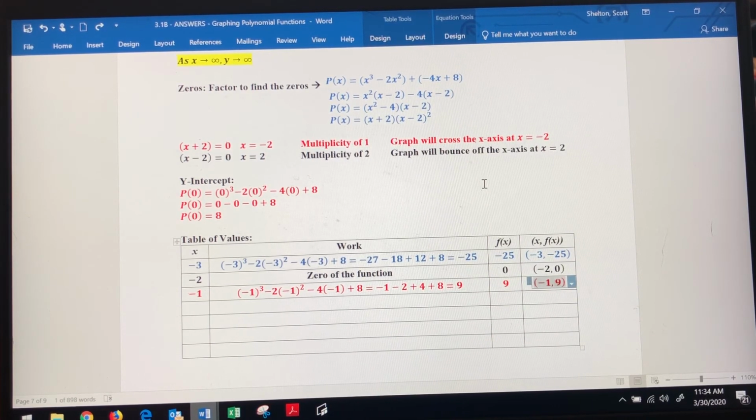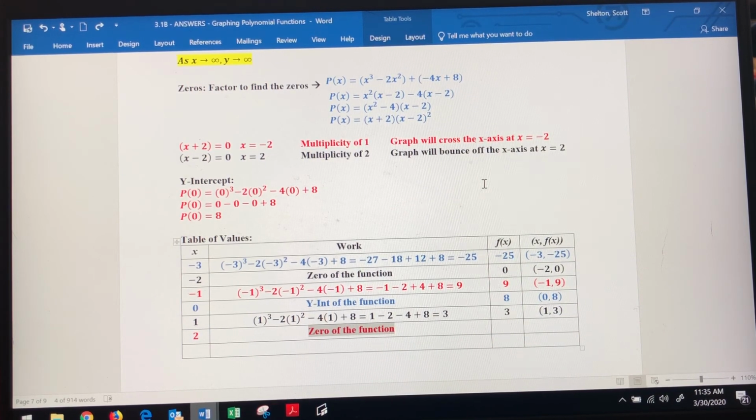The next point should be my y-intercept. We're just going in ascending order by x values here. So that's 0, 8. We already found that. I'm going to plug in +1 now. Okay, when I plug in +1, I get a 3. All right, so 1, 3 should be on the graph. Next point, I'm going to plug in 2. That was my second x-intercept. So 2, 0 should be on the graph.